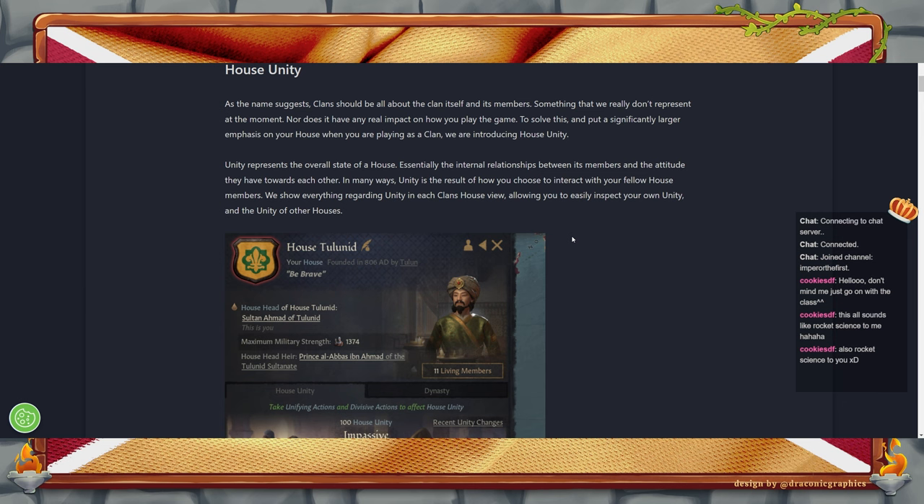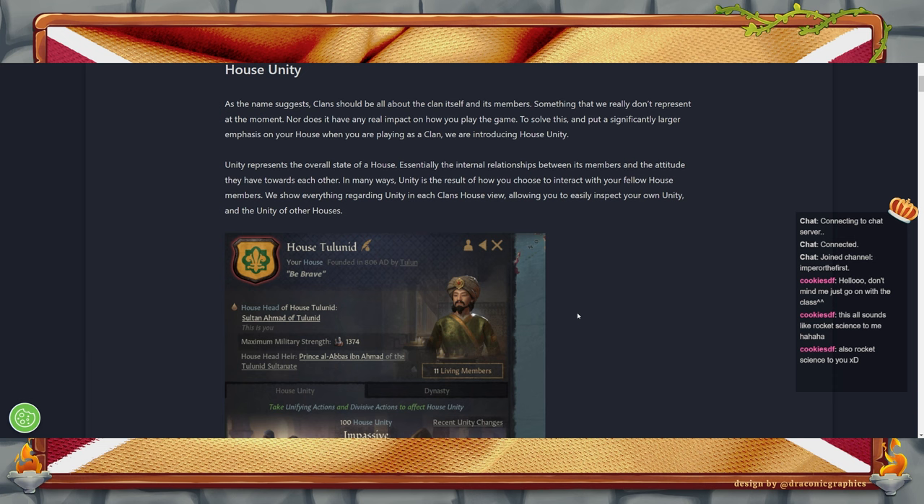House unity. As the name suggests, clan should be all about the clan itself and its members. Agreed. Something that we really don't represent at the moment, nor does it have any real impact on how you play the game. To solve this and put a significantly larger emphasis on your house when you are playing as a clan, we're introducing house unity. Unity represents the overall state of a house, essentially the internal relationships between its members and the attitude they have towards each other. Reminds me of CK2 so far, okay.